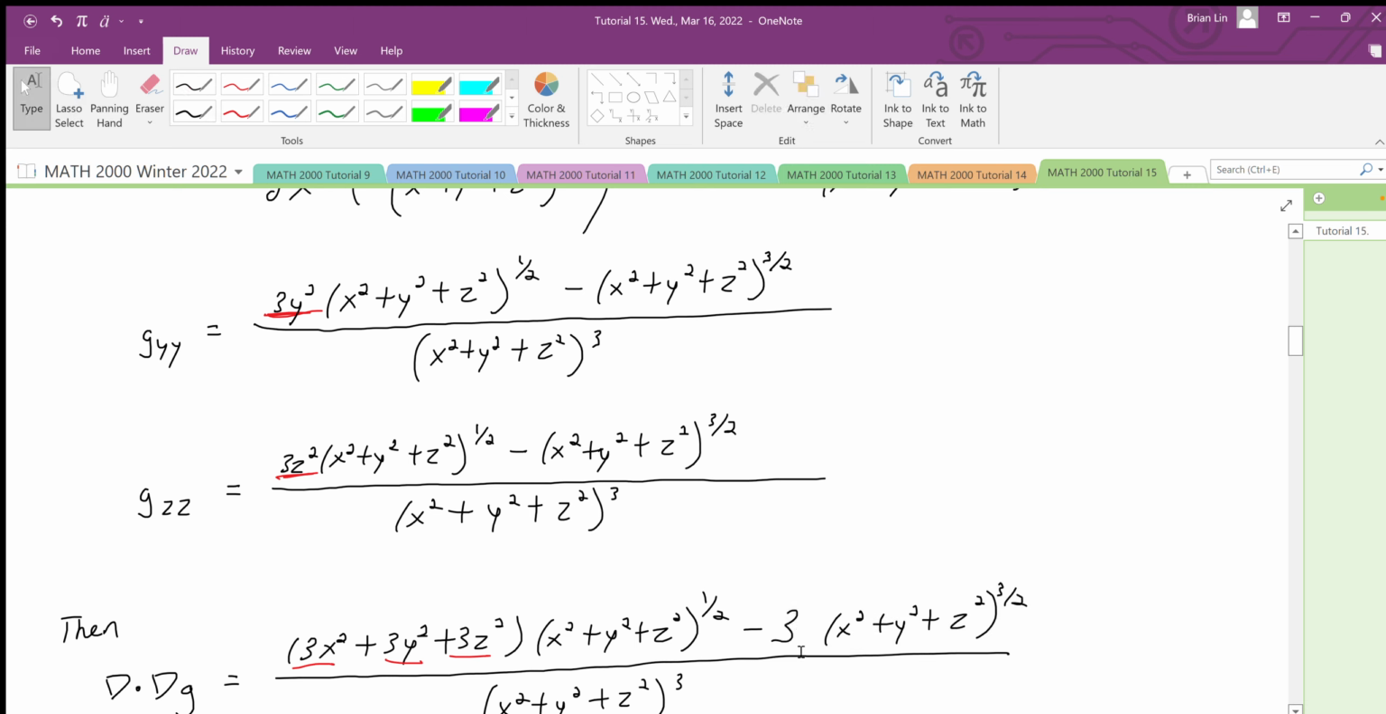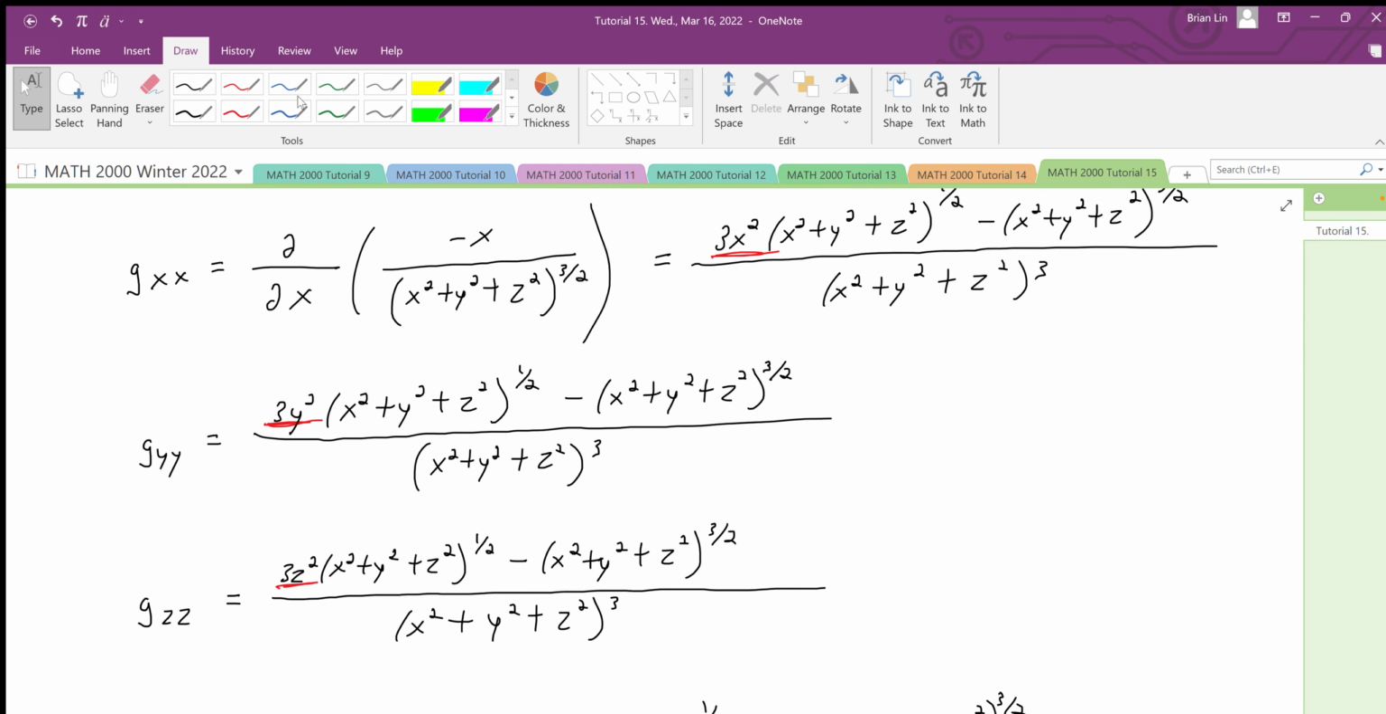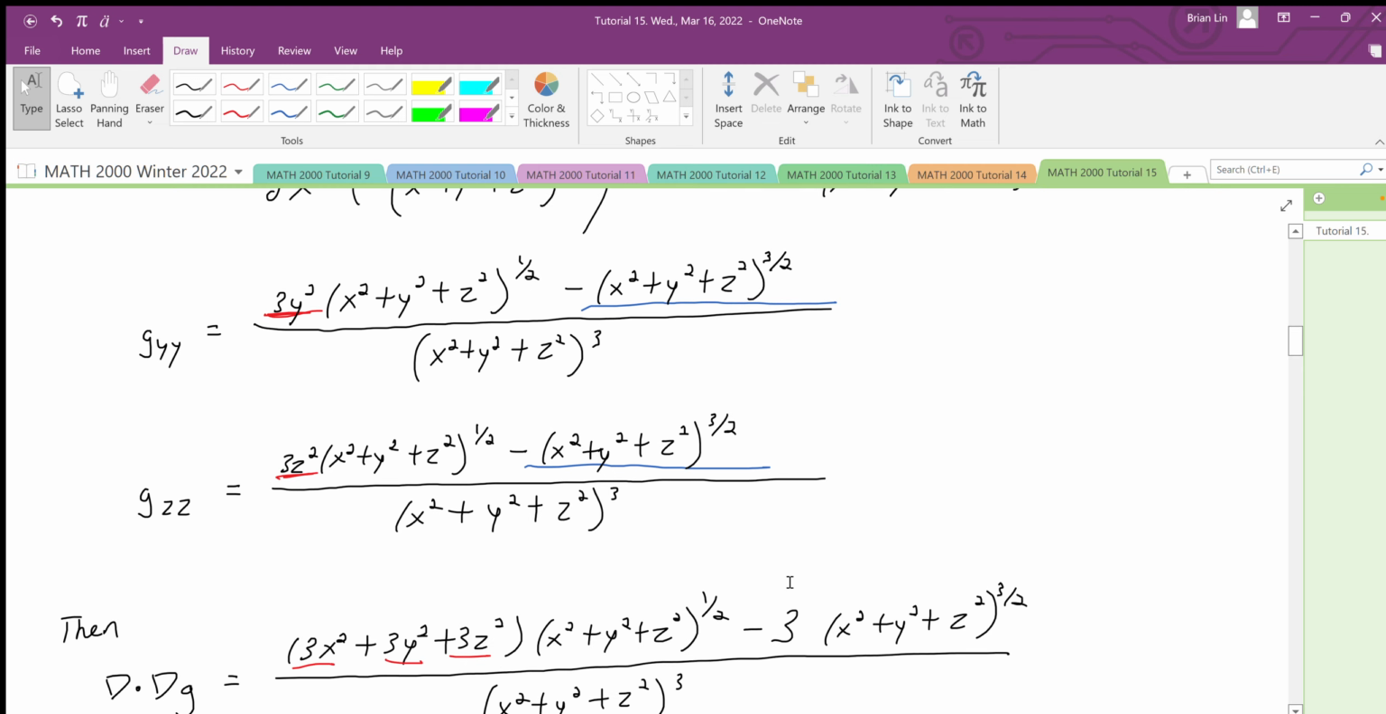And if you notice, here I have a term, the negative of a term. Here I have another term, and here I have that same term. So I have it 3 times. That's why I have this minus 3.